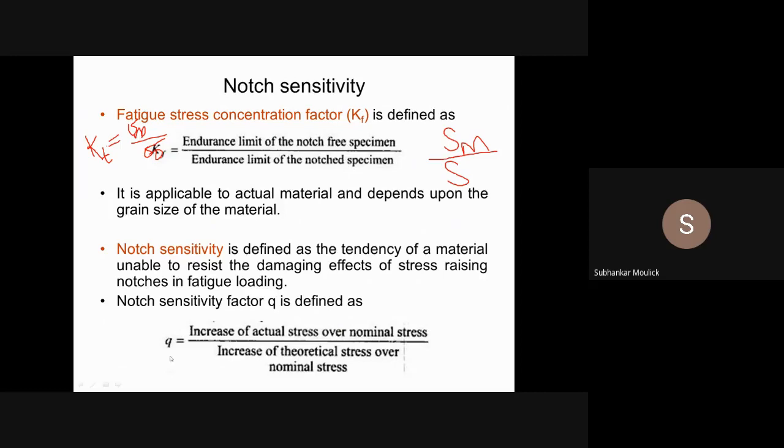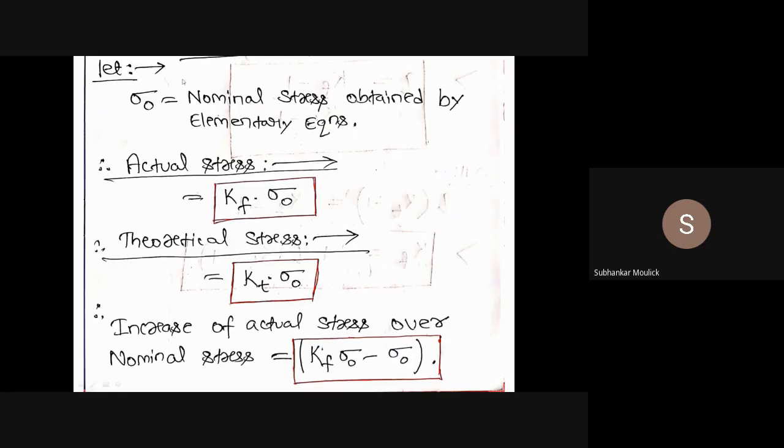Next, what is the definition? Definition of notch sensitivity factor is increase of actual stress over nominal stress. Nominal stress is sigma naught. Actual stress is Kf into sigma naught. So how much is the increase of actual stress over nominal stress? It will be Kf sigma naught minus sigma naught. Yes or no?